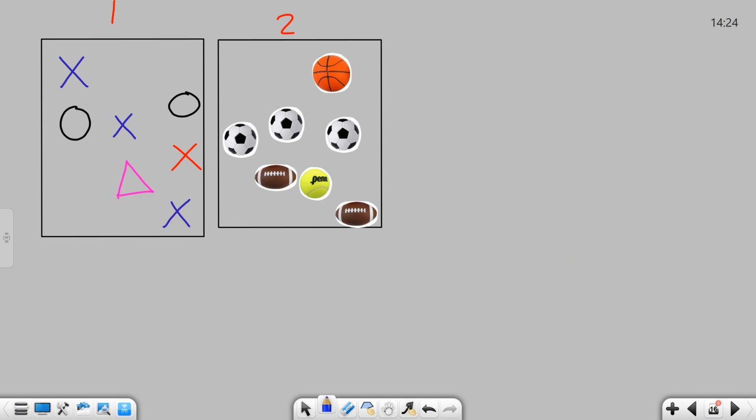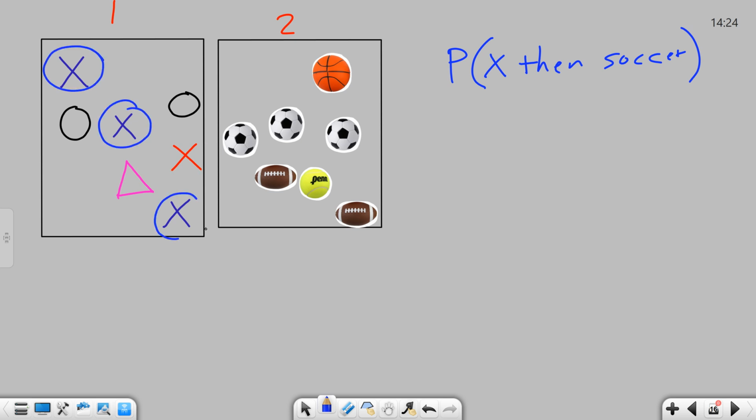We're going to pick out of both boxes. So it's the probability I get an X and then a soccer ball. Well, the probability I get an X, you can count them. I have 1, 2, 3, 4 X's. So that's 4 out of them. I count how many? 1, 2, 3, 4, 5, 6, 7.